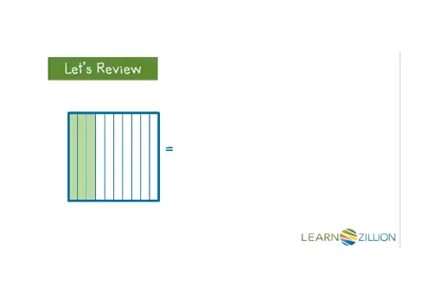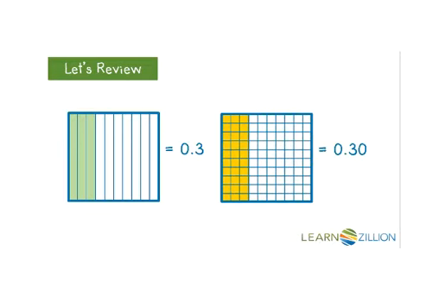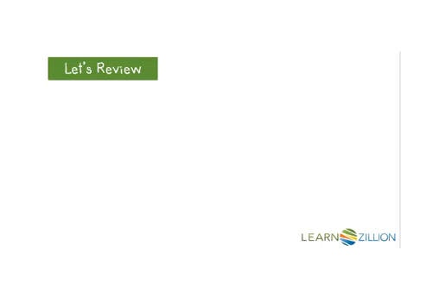The decimals 3/10ths and 30 hundredths are shown. We can say that these two decimals are equivalent because 3/10ths and 30 hundredths take up the same amount of space in the whole. They name the same amount.